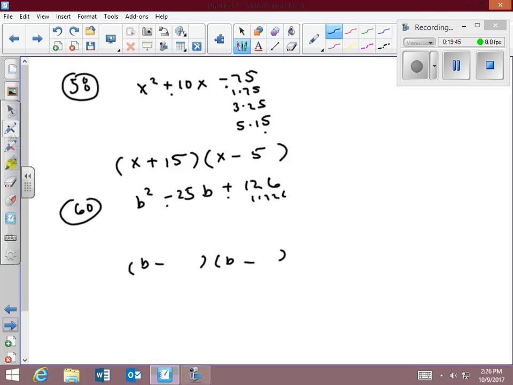1 and 126 don't work. 2 and 63 don't work. 3 and 42 don't work. 4 doesn't integer factor, 5 doesn't, 6 does, 6 and 21. I don't think I'm there yet, am I? 7 and 8, and no, 8 doesn't integer factor. 9, have I lost something there? 4 doesn't. 5, 6 doesn't. Yeah, 6 does, 21. 7, 8 don't. 9 doesn't. 10.